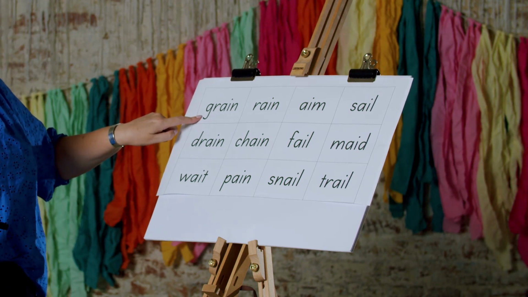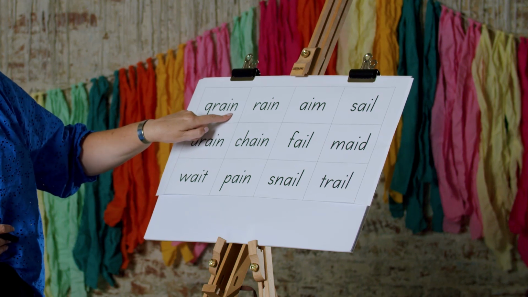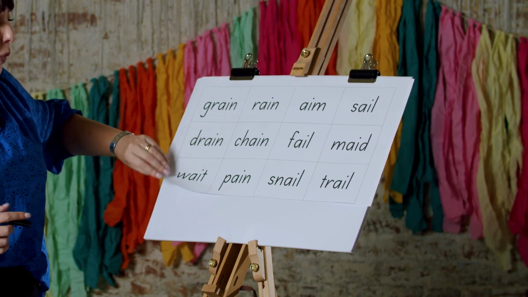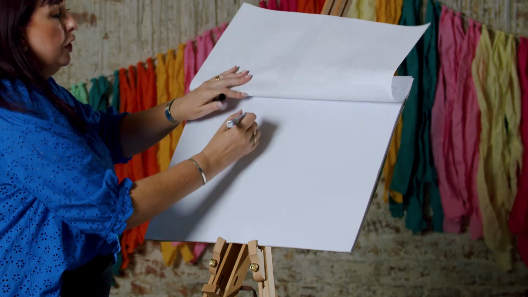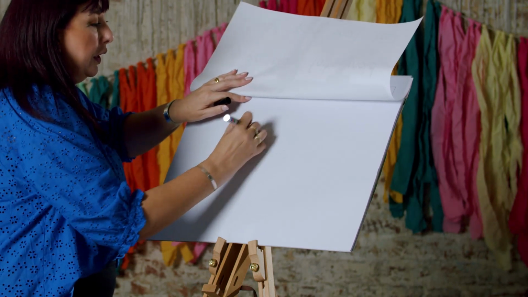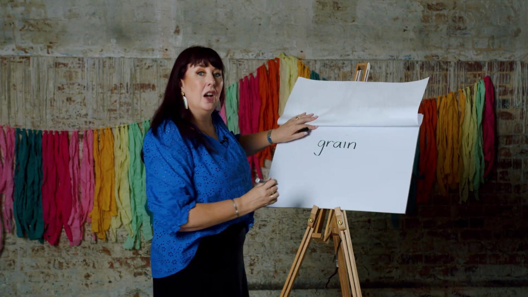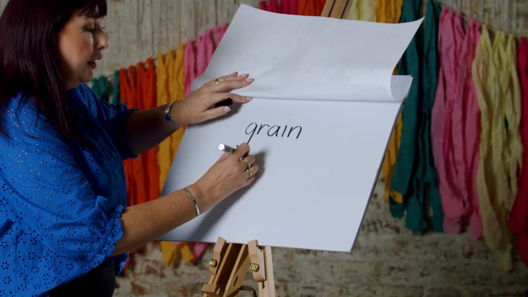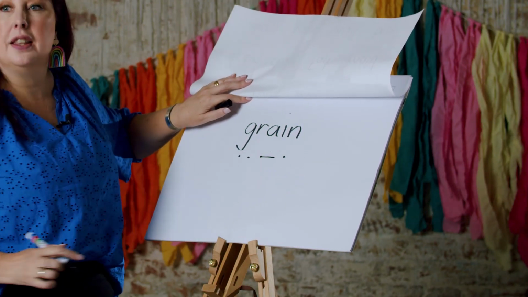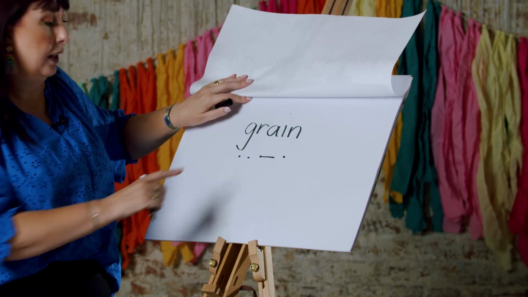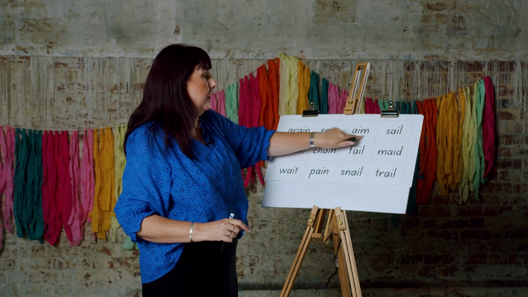What I'd like you to do is read the word first. Grain. Grain. When you've done that, on your piece of paper, I want you to write the word grain. Then I'd like you to put your dots under the individual phonemes and a dash underneath AI says A. Grain. And then move on to the next word and keep going.